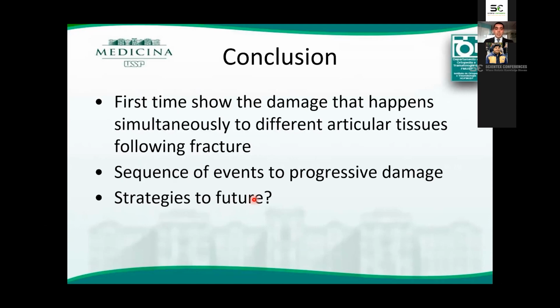So the present study shows for the first time the acute damage that happens simultaneously to different articular tissues following fracture. These inflammatory changes that occur at the time of trauma may initiate a sequence of events that potentially lead to progressive damage of the articular surface. Knowledge of these events may enable the evaluation of therapeutic strategies to prevent or delay the development of post-traumatic osteoarthritis in future studies.